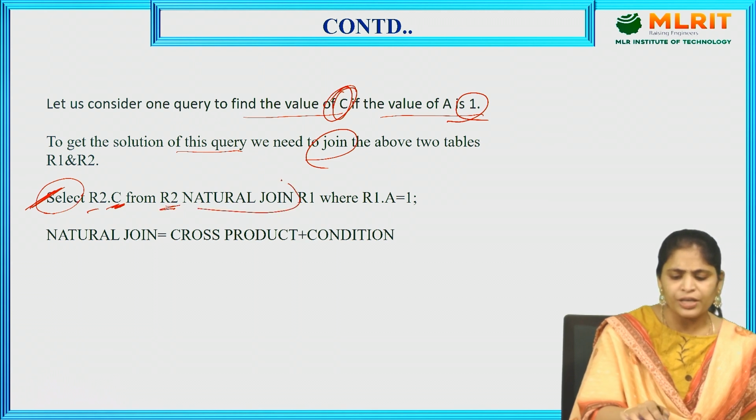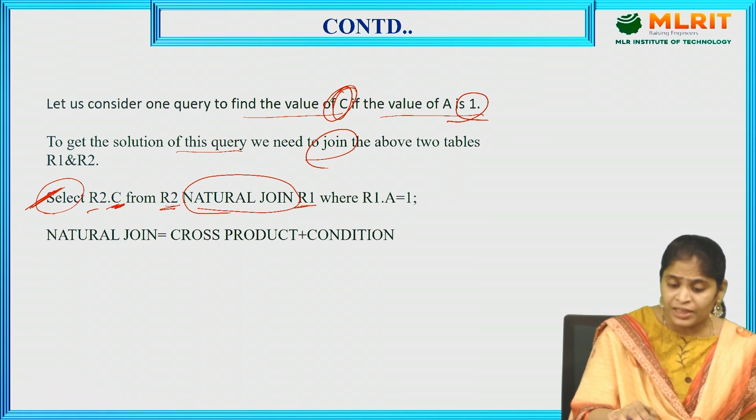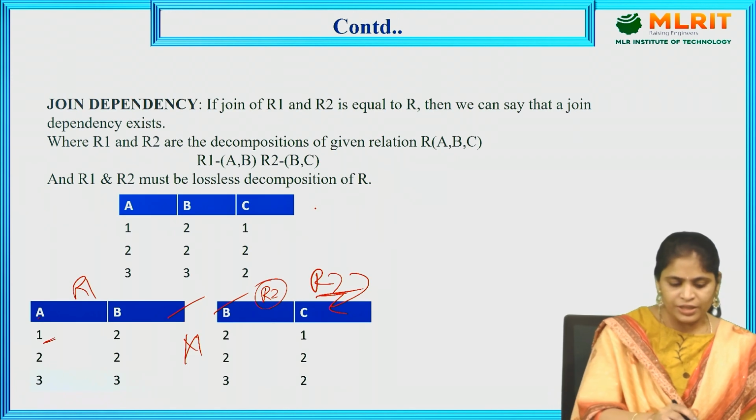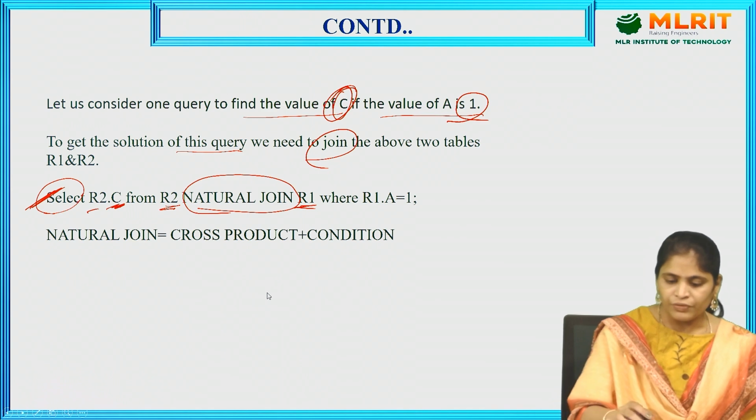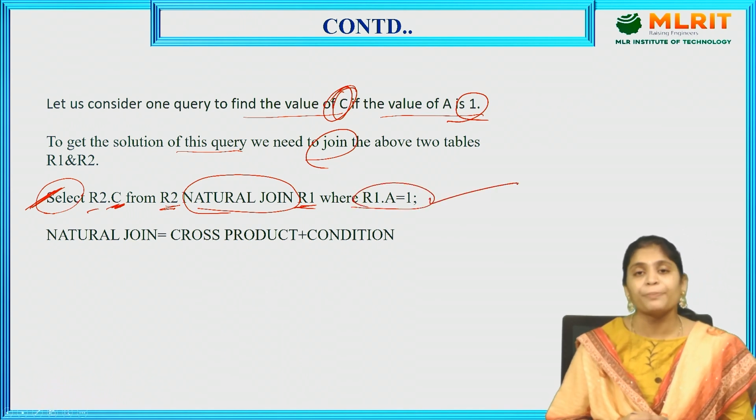What am I doing here? A natural join operation with R1. I am going to join these two, R1 and R2, where R1.A is equal to 1. This is my condition. This is the query representation.